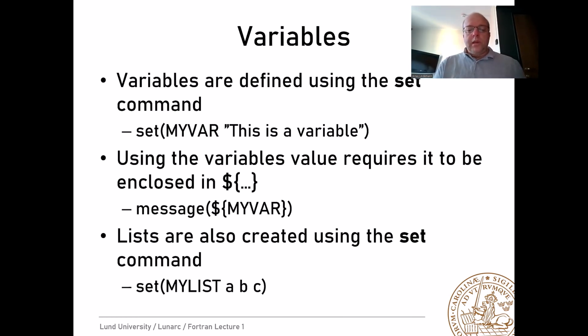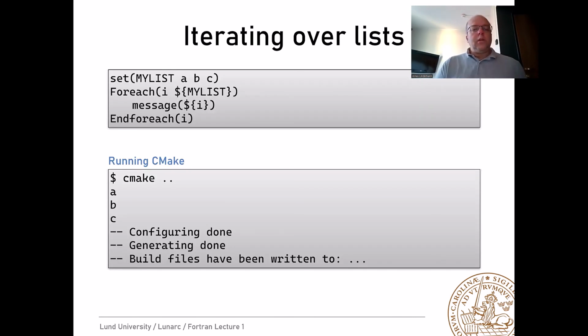You can also use lists in the same way. So if you do set my list and then specify a string with spaces, it will become a list. So here I set a list with A, B, and C. And then I can loop using foreach, and you can see here that it will be A, B, and C that is in that list.